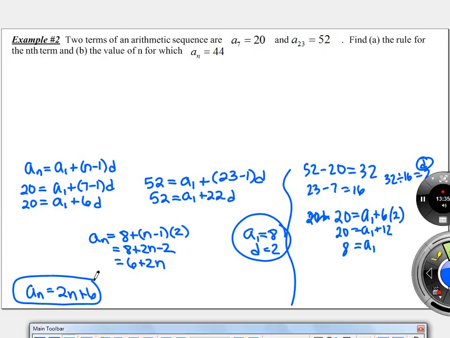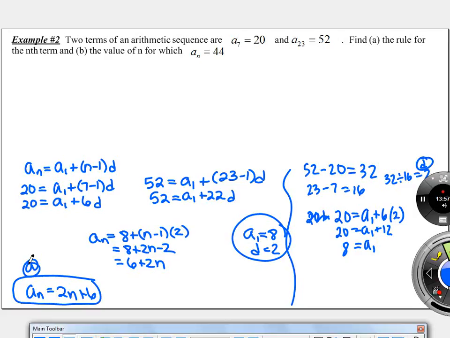And if you have some terms in your sequence, you could always go back and plug it in if you thought you made an error somewhere and make sure it makes sense with the given information. Like that, I plug in 23, I actually get 52. And then they said for part B, so this was for part A. For part B, sorry.